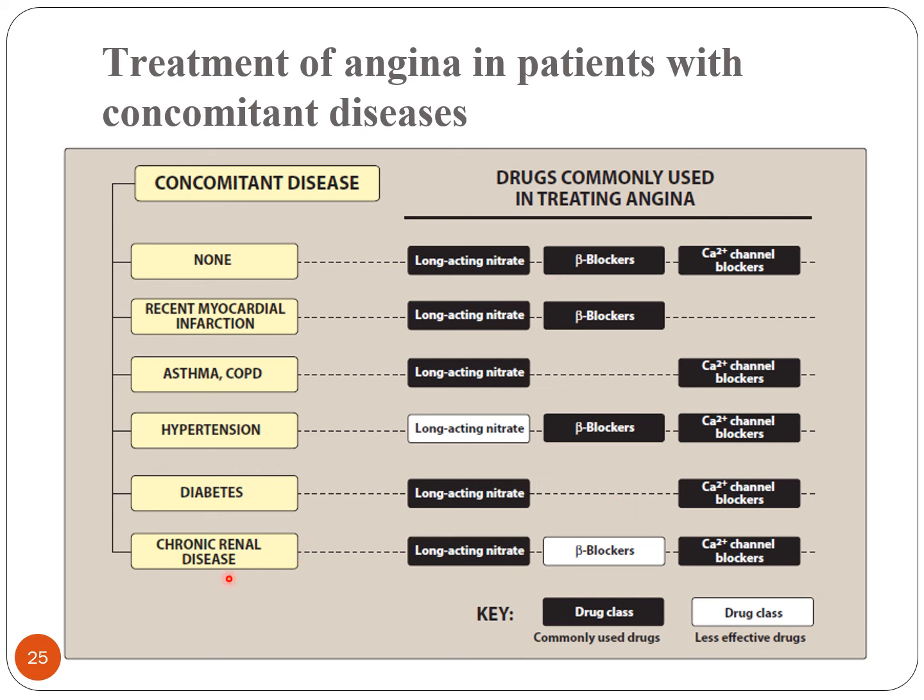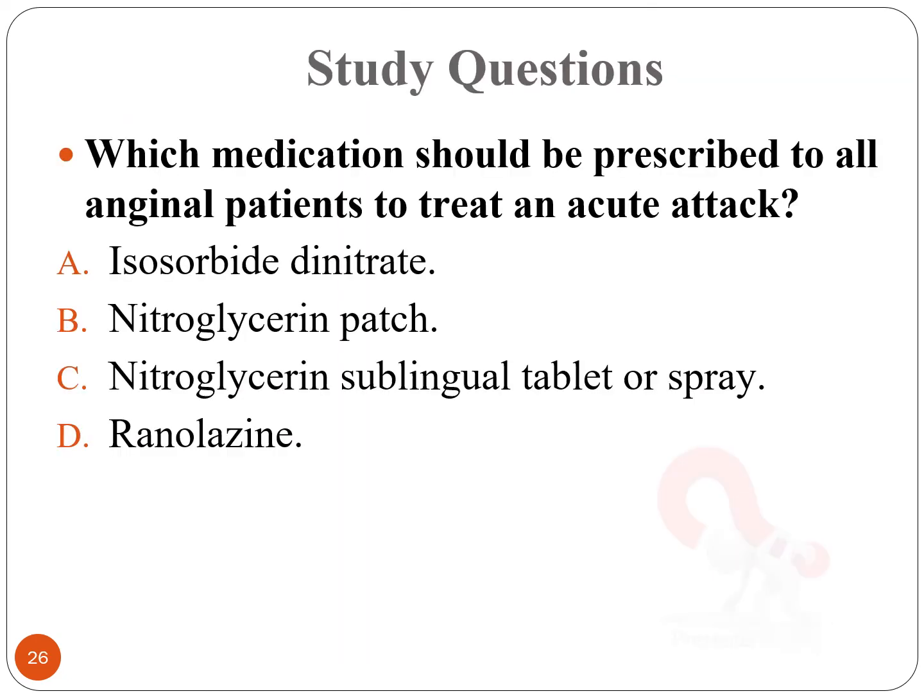If the patient has chronic renal disease, both long-acting nitrates and calcium channel blockers are very effective, but beta blockers are less effective in case of chronic renal disease. I think that is all regarding angina and anti-anginal drugs. Let us see some study questions.